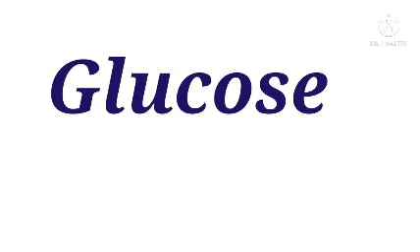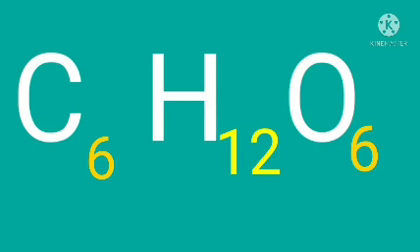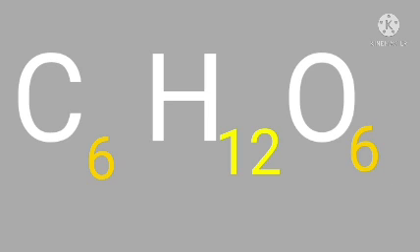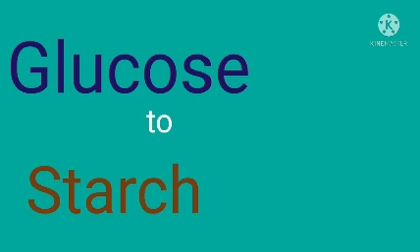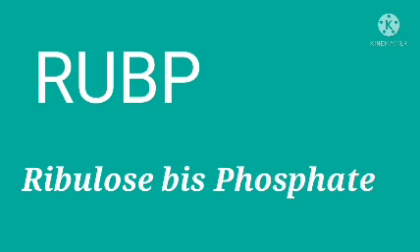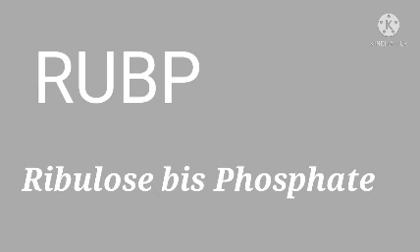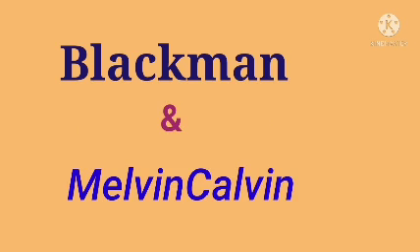NADPH is combined with carbon dioxide by using ATP to produce glucose, C6H12O6. Glucose is finally converted into starch. Intermediate compounds like RuBP, ribulose bisphosphate, and enzymes take part in the reaction. Blackman and Melvin Calvin did research on the dark reaction.